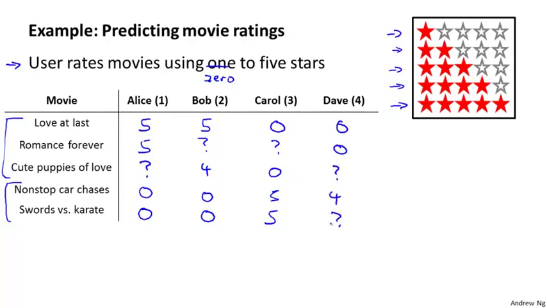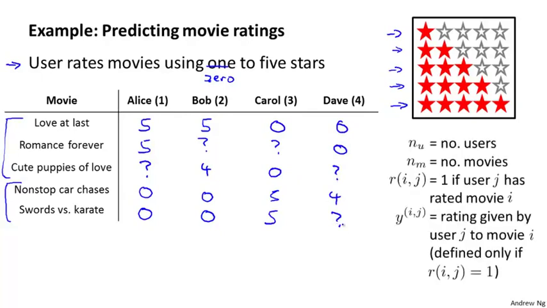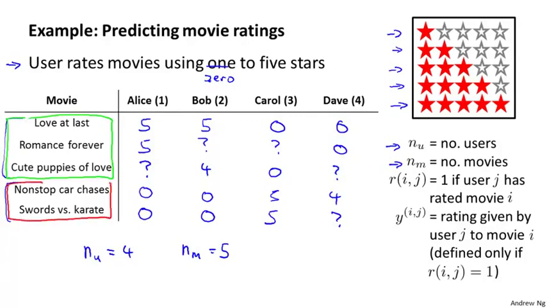Okay. And so just to introduce a bit of notation, this notation we'll be using throughout, I'm going to use NU to denote the number of users. So in this example, NU will be equal to 4. The U subscript stands for users. And NM I'm going to use to denote the number of movies. So here I have 5 movies, so NM equals 5. And for this example, I have loosely 3 maybe romantic comedy movies and 2 action movies.